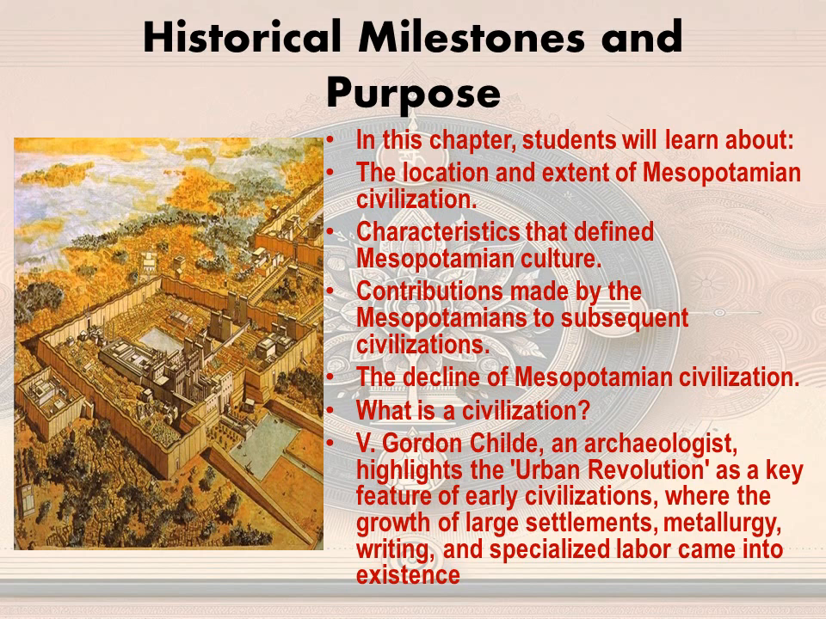Gordon Childe was an archaeologist who coined the term urban revolution, and he said that urban revolution is the key feature of early civilizations. Now, what used to happen in urban revolution? Revolution means a great change. So what were the great changes because of which we call it urban revolution? The growth of large settlements. Now people will start living in large settlements.